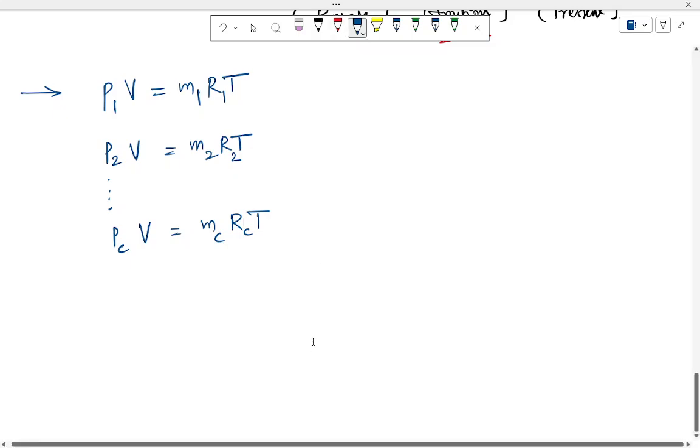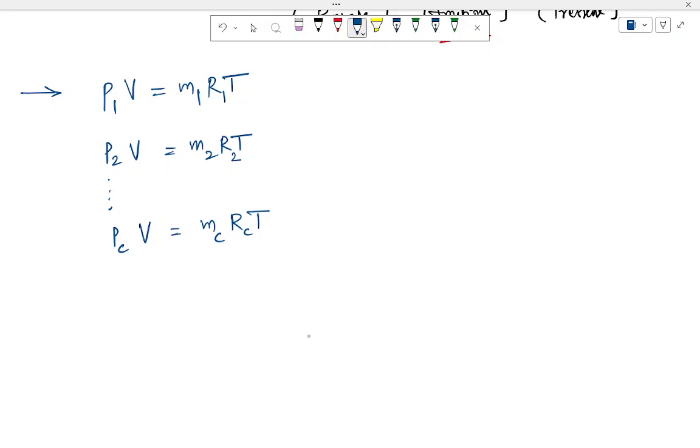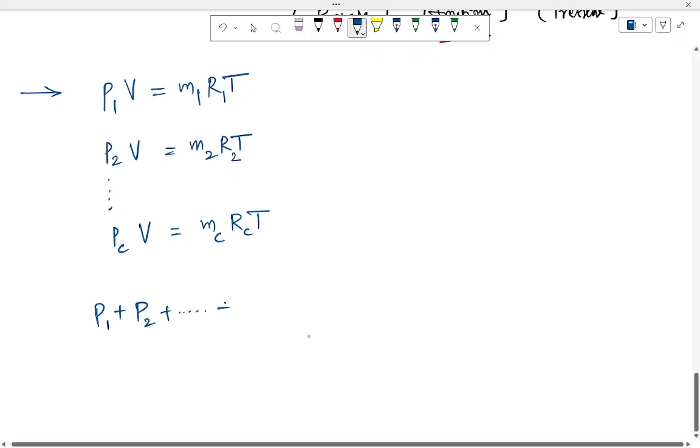Here, if I take the sum on my left hand side, it is P1 plus P2 plus so on plus PC, into V, which is equal to M1 R1 plus M2 R2 plus so on plus MC RC, and the T can be taken as common here, so I can keep it this way. So this is how I will get my expression.